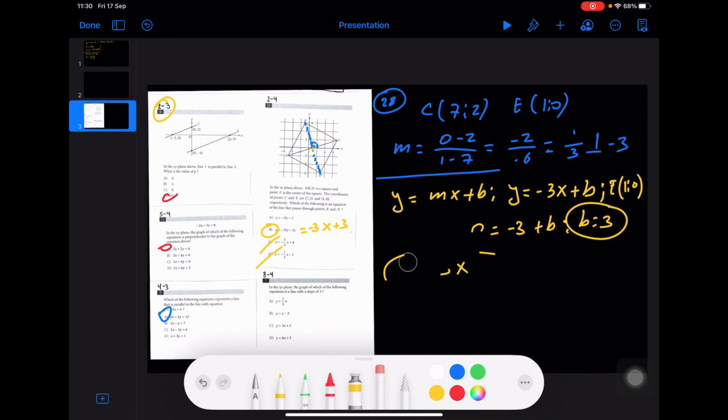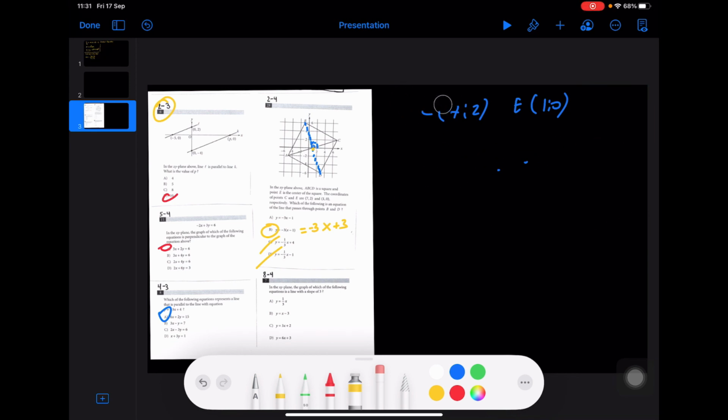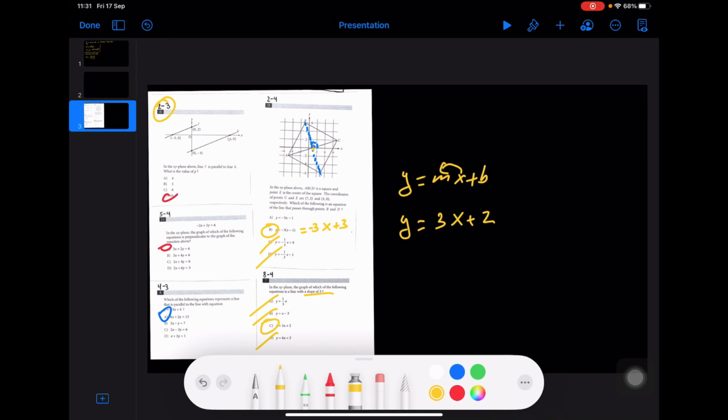And lastly, last one. In the xy plane, the graph of which of the following equations is a line with slope 3? The slope should be 3. I can eliminate, I can eliminate, I can eliminate, and it will be C, because y equals mx plus b, our standard form, and the slope should be the x coefficient. That's why it is just C. In C, it's 3x plus 3, 3x plus 2, the slope is 3.